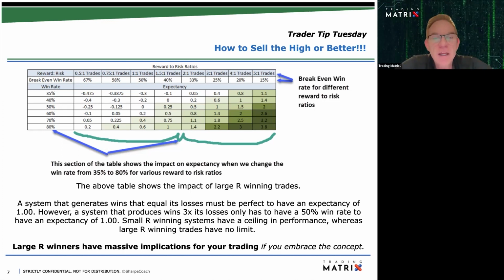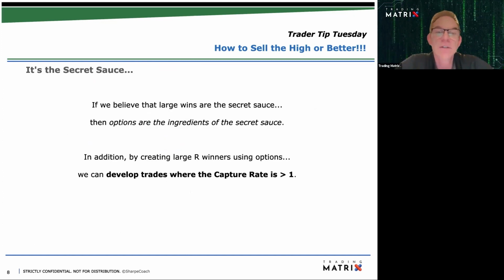If we look at what Van teaches us to do at 3-to-1, at 50%, our expectancy is $1. It's the same as perfection at 1-to-1. That's how powerful this is. You can see in the table, we heat map this, and as you go to bigger and bigger wins, it just changes everything. Large R winning trades have massive implications for your trading. It is the secret sauce.